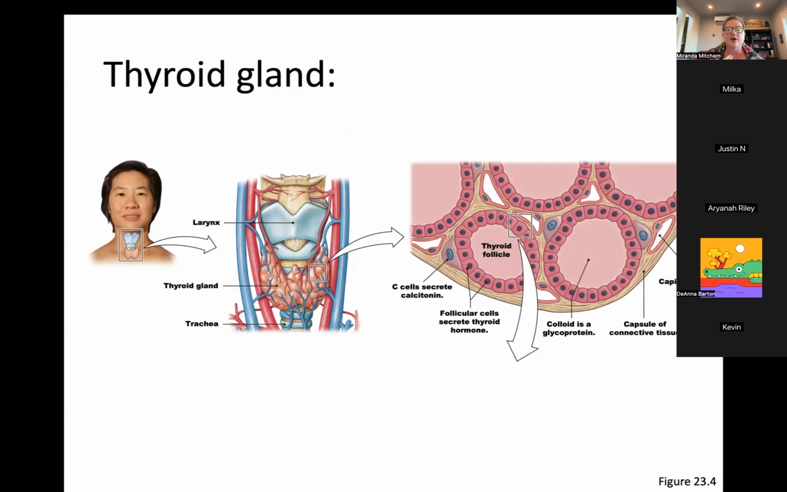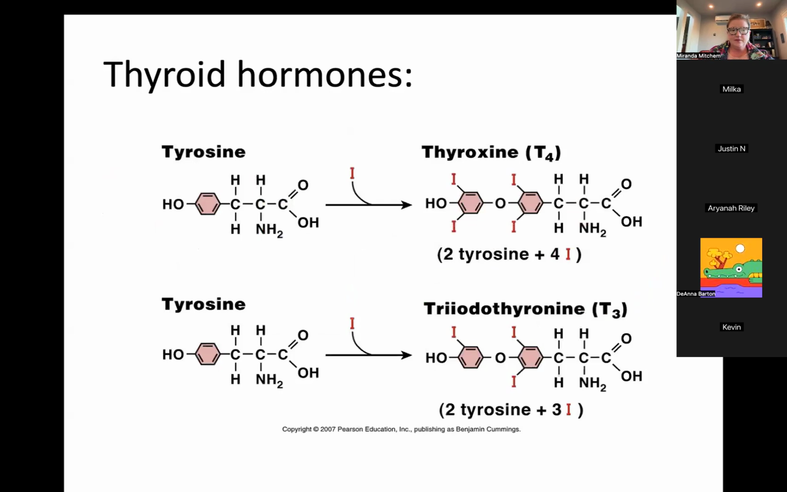The thyroid's located right beneath the larynx. And because of its proximity, you can sometimes see when a person has abnormalities in their thyroid gland if there's enlargement. So here we've got T4 and then T3. The difference is only one iodine difference between them.